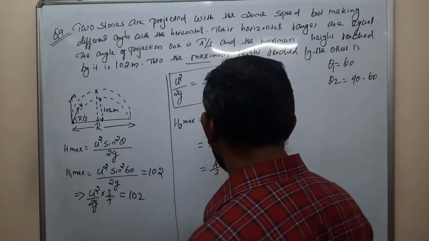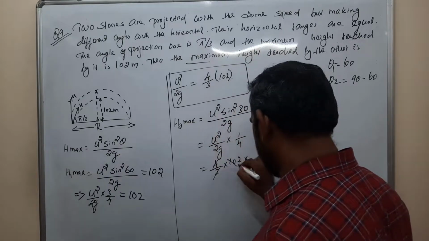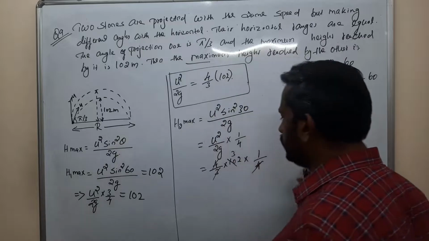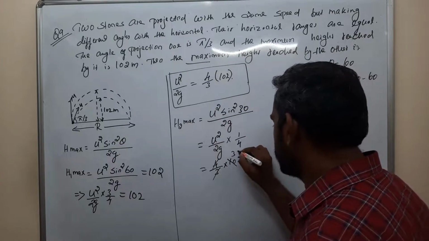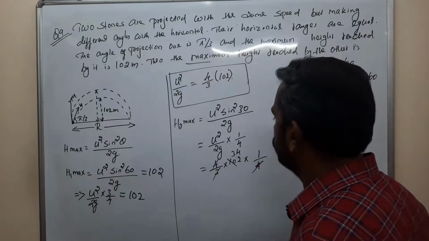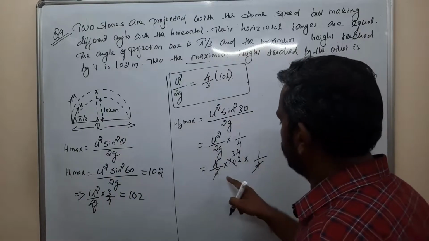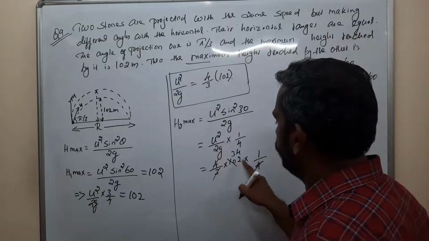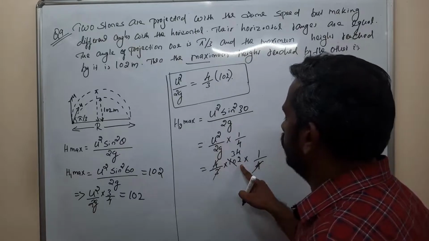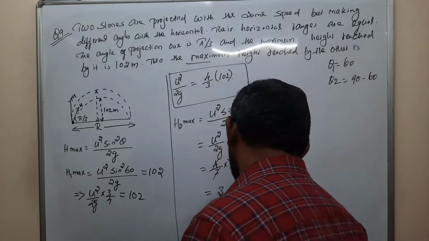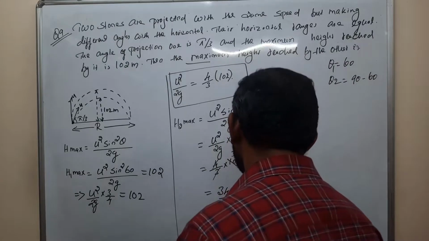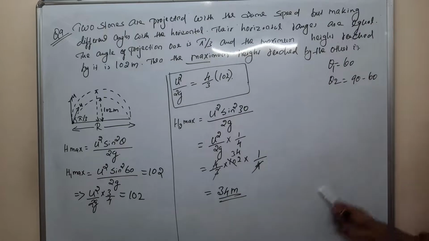So the 4s get cancelled. 3 3s are 9, 1 balance, that is 1. 4 3s are 12. So that is equal to 34 meter. Okay?